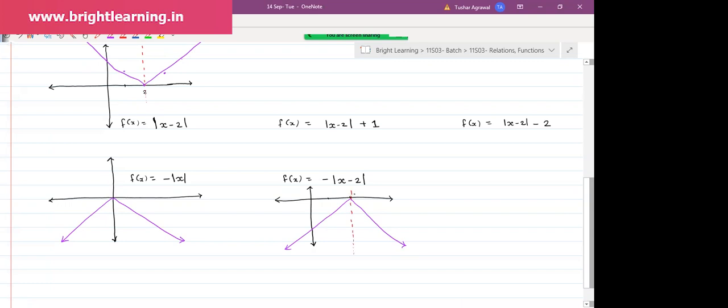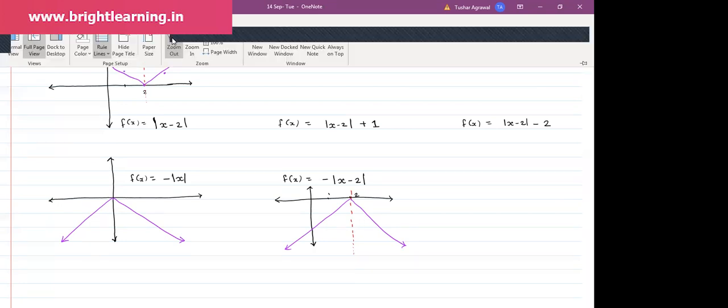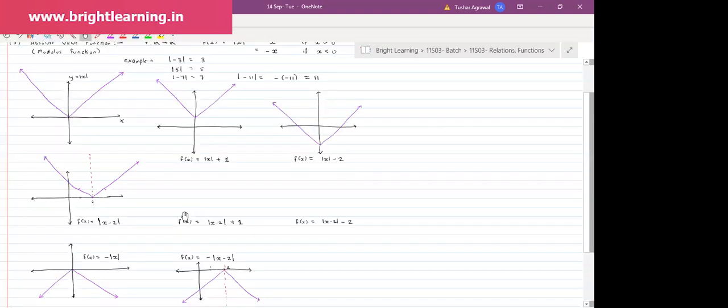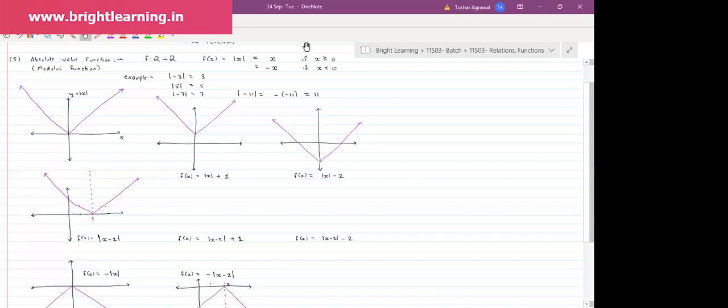This is the point x equal to 2. This is x equal to 1, x equal to 2, symmetrical about that vertical red line. Till here, any doubts to anybody? Dhananjay, Pujita, Nitin, any doubts? No doubts, sir. Yes. Okay, so this is the absolute value function.